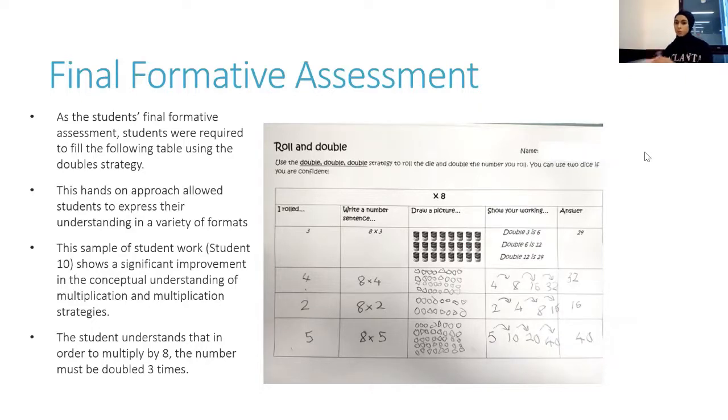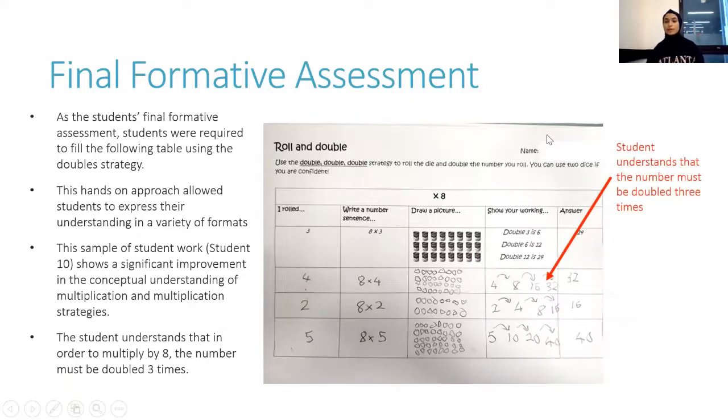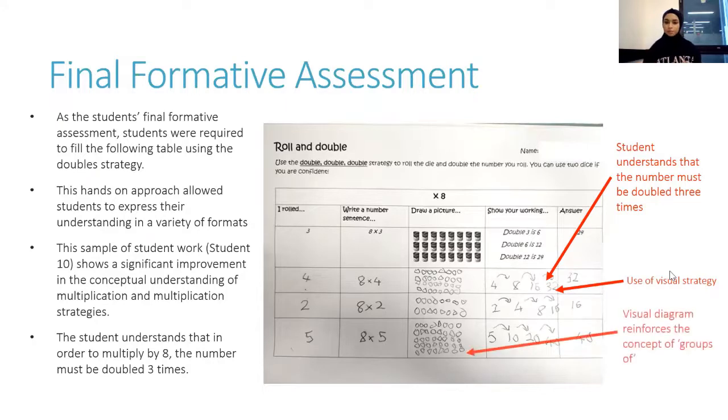So the sample of student work, which is actually student 10, shows a significant improvement in the conceptual understanding of multiplication and multiplication strategies. And it actually showed me that he was able to understand how to use that strategy, and that he understood that you needed to multiply the number 3 times, not just once. So the student understands that the number must be doubled 3 times, which can be seen in his use of visual strategies just there. And you can actually see that he's attempted to use that visual strategy by using the arrows to double it 3 times. The visual diagram also reinforces the concept of groups of. So showing me that he's able to create an array and relate that to the number sentence.